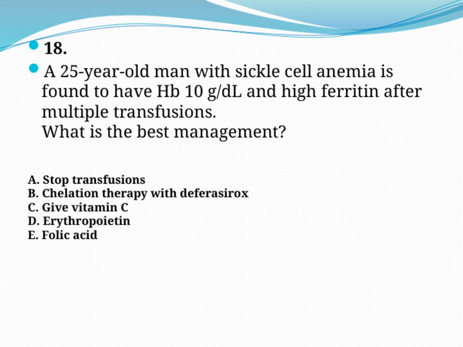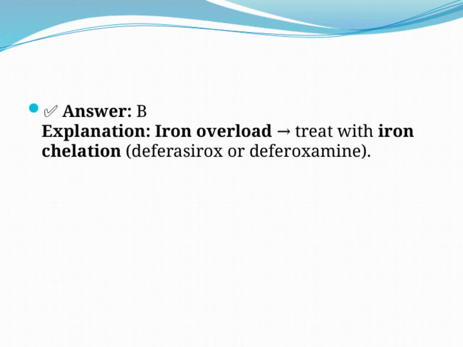Erythropoietin can stimulate red blood cell production, but in this context, it's less directly relevant since the main issue is iron overload from transfusions. Finally, folic acid is important for red blood cell production, but again, in this scenario, the primary concern is managing iron overload through chelation therapy. So, considering all these options, the most appropriate management here is chelation therapy with deferasirox to address the iron overload resulting from repeated transfusions.